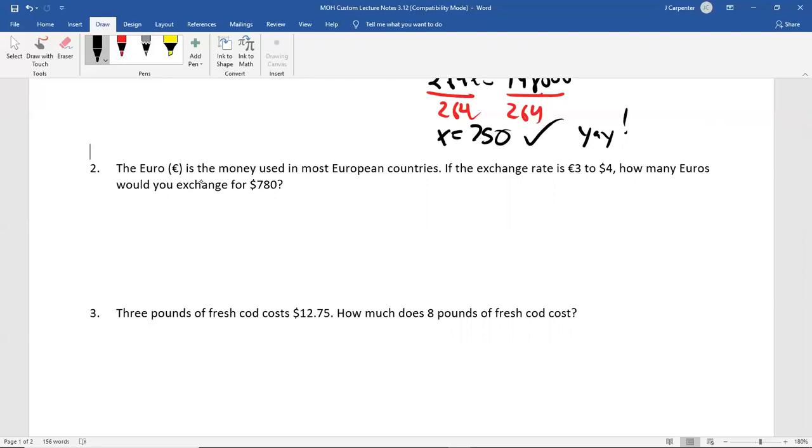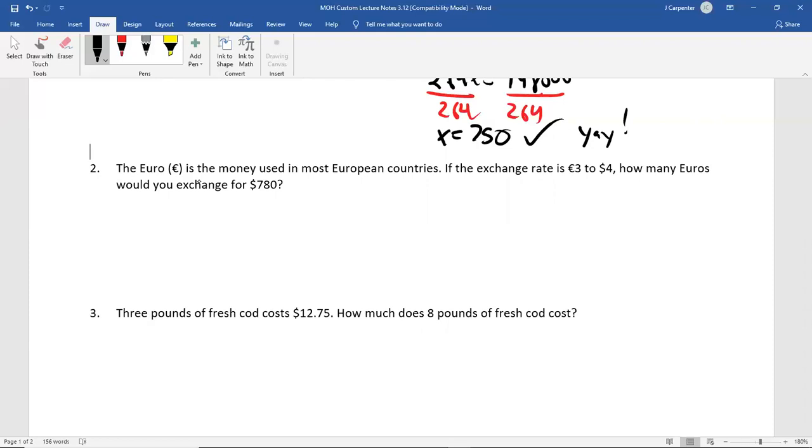All right, number 2. The euro, with that funky little symbol, is the money used in most European countries. If the exchange rate is 3 euros will get you $4 with no fee, how many euros would you exchange for $780? So we got a European, and we know he wants $780 for his American trip. But he needs to know how many euros he needs to bring to get that $780. Or maybe you're just saying you've got an American with $780 and he's exchanging and he wants to know how many euros he's getting. That sounds a little more probabilistic.